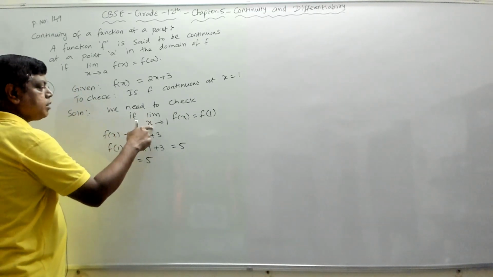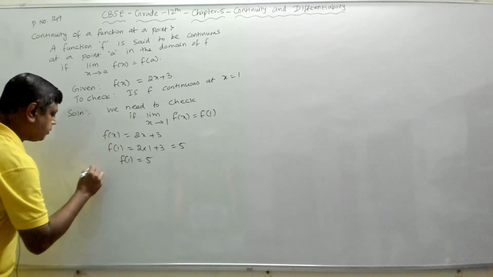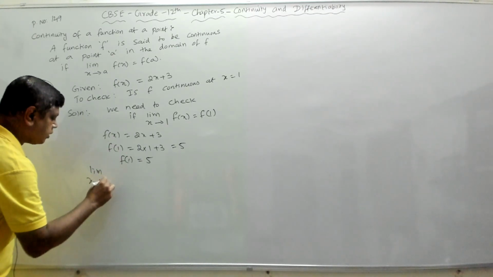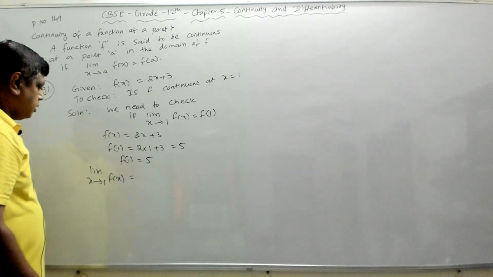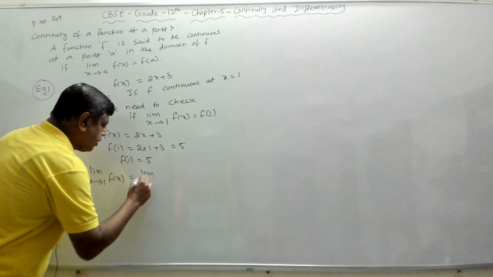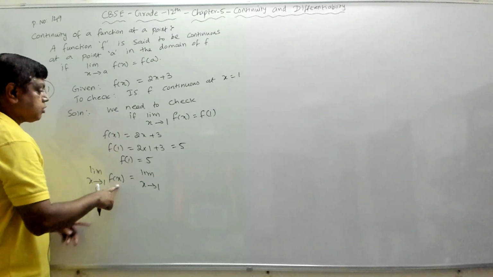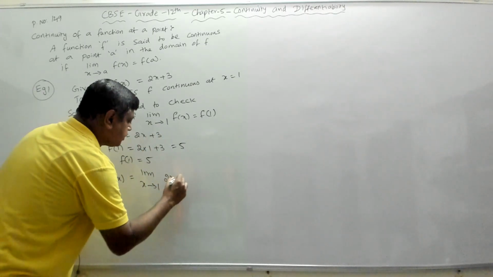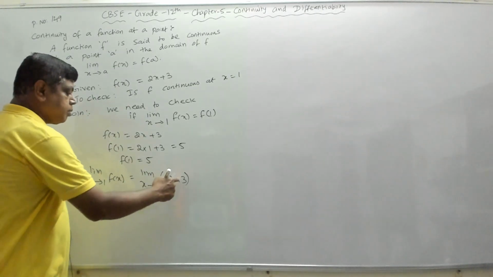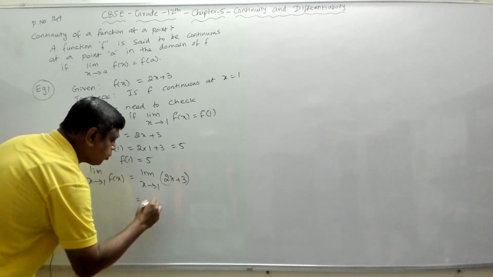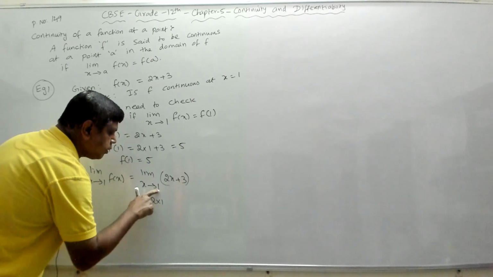Now let's calculate limit x goes to 1, f of x. F of x is 2x plus 3, so we have limit x goes to 1, 2x plus 3. Now we'll substitute the limit. In the place of x, I am putting 1. We get 2 into 1.